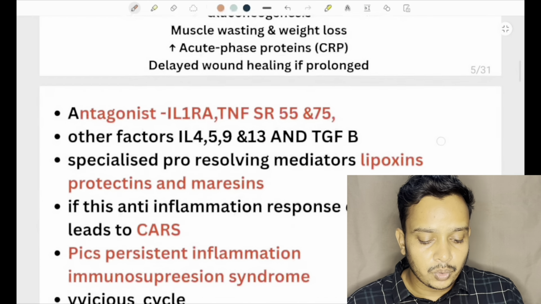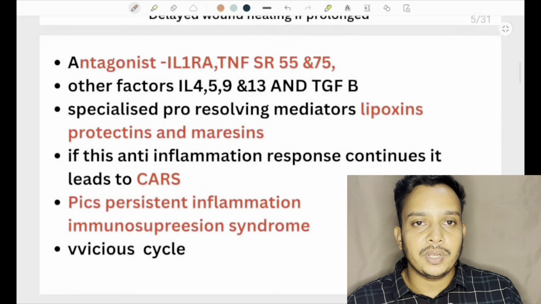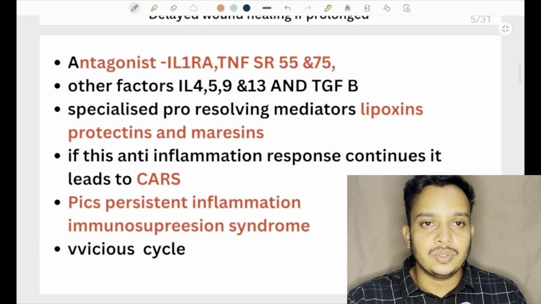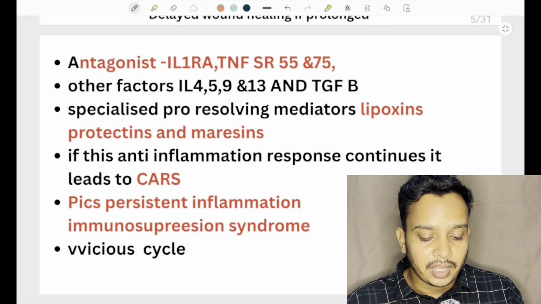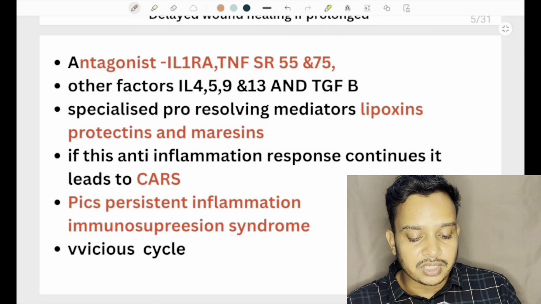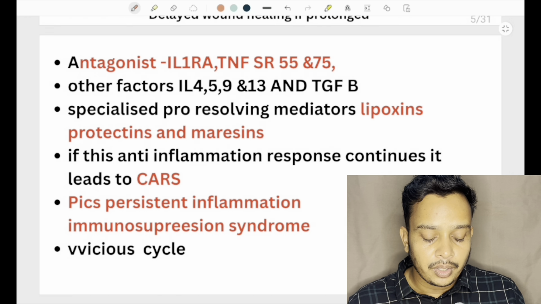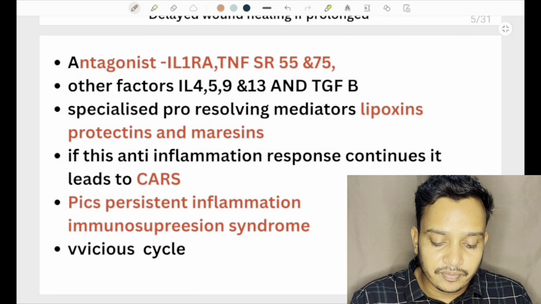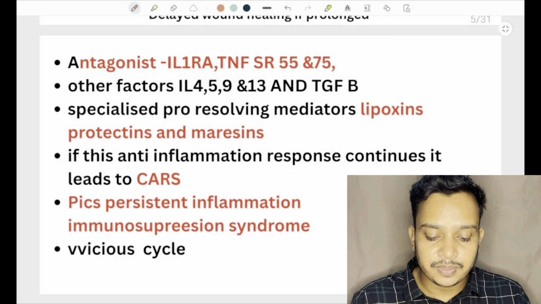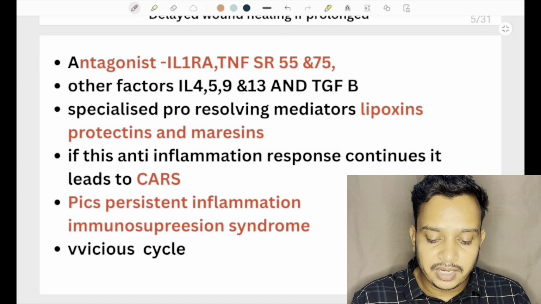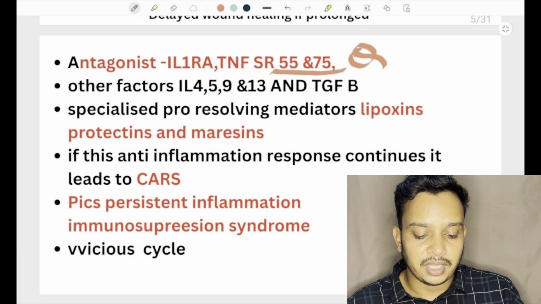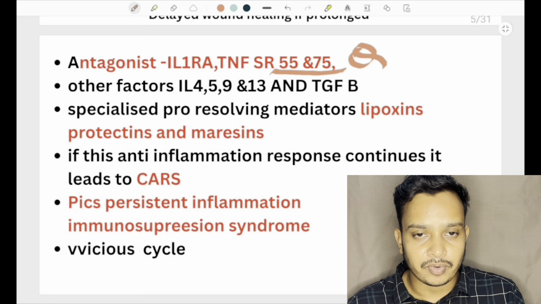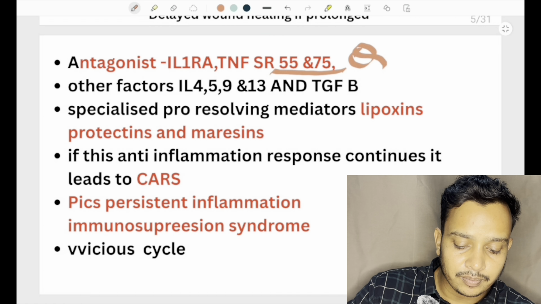To compensate for or suppress the excessive inflammatory reaction in the body, there are various innate immunity systems. The first ones are our body's natural antagonists, such as interleukin 1 receptor antagonist and TNF alpha receptor antagonists, such as TNF SR 55 and 75. This is an MCQ point: TNF alpha soluble receptor 55 and 75, not 65.